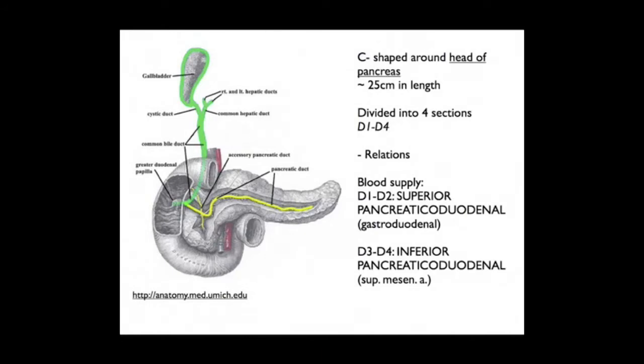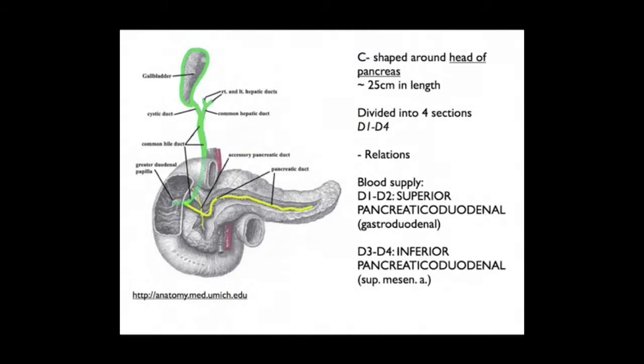Important relations, or some of them, are shown quite nicely on this diagram. Posterior to D1, we have the common bile duct, and also importantly, the gastroduodenal artery, which may in fact be damaged with an eroding duodenal ulcer, specifically a posterior eroding duodenal ulcer. In D2, the most important structure, of course, is the duodenal papilla, where the ampulla of Vater comes out into this part of the duodenum.